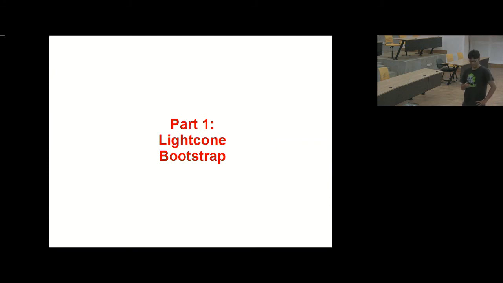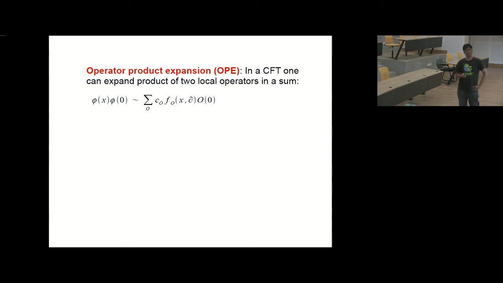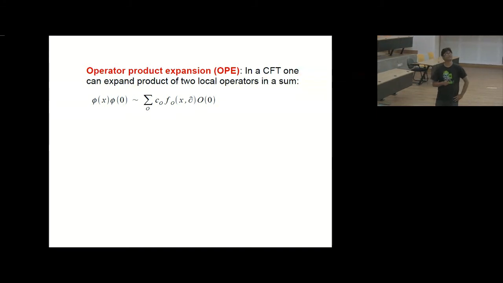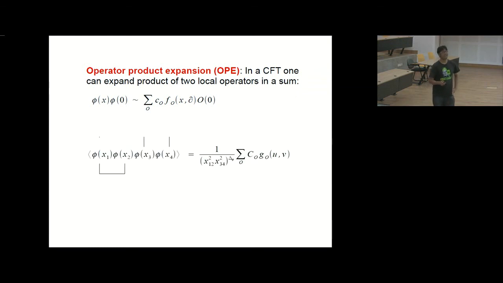So yeah, part one, Lightcone Bootstrap. I'll go through some very basics of CFT for the convenience of the audience. So consider two operators in a CFT, two scalar operators, phi and phi. Their product can be expanded as a sum over all other operators in the CFT. And if we use this operator product expansion in a 4-point function, we get another summation, which looks like this.